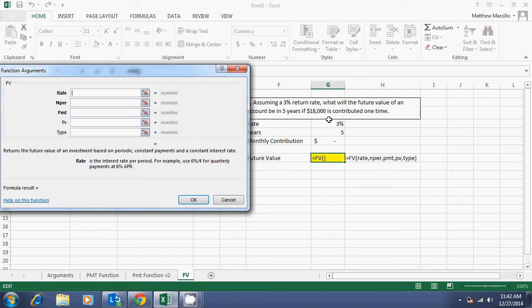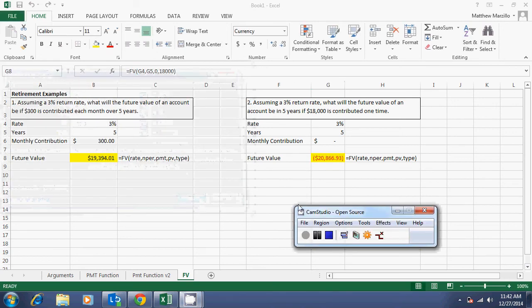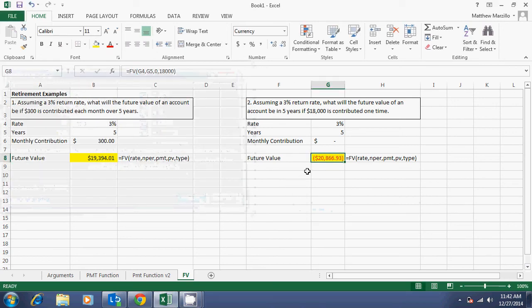We're going to just put in the rate of 3%, the number of periods of 5 years. Our payment is 0, right? Since we're just putting in $18,000. We're going to type in 18,000 right here as our present value. And then we're going to click OK. Okay, so it's showing us almost $21,000. Let's make that absolute again.